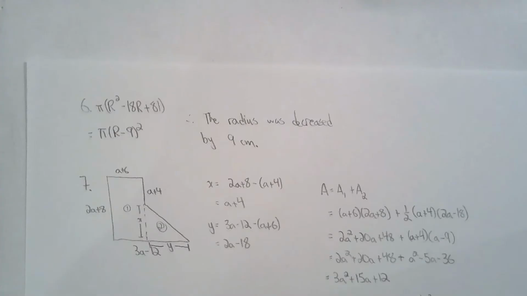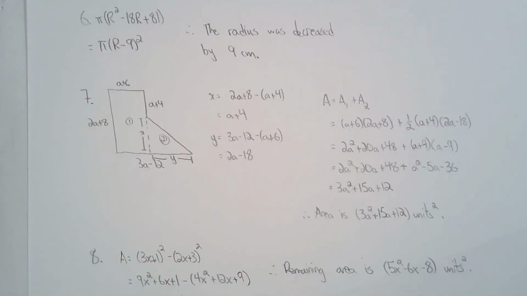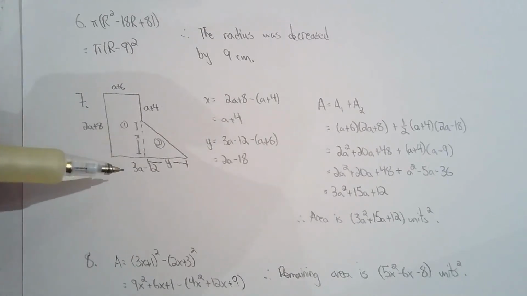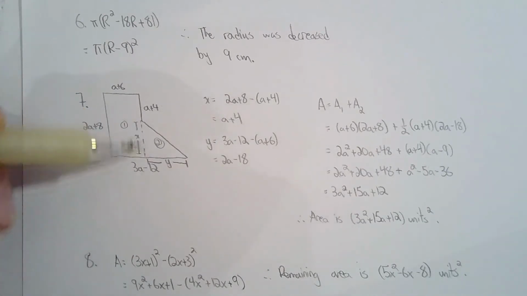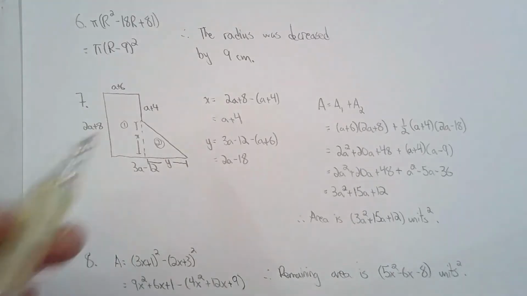Okay, so number 6, you have a fancy circle question. All you're really doing is factoring, and you'll notice that the radius of the circle is decreased by 9 centimeters. Question 7 is a twist on the Lego L-shaped question. Instead of cutting it into 2 rectangles, you are cutting it into a rectangle and a triangle. Nonetheless, you want to find the area of the 2 parts. You need the 2 dimensions, the base and the height of the triangle, and then you can find the area of the triangle. Yeah, not much to say. So once you find the area of the rectangle and triangle, add them together and you're done.